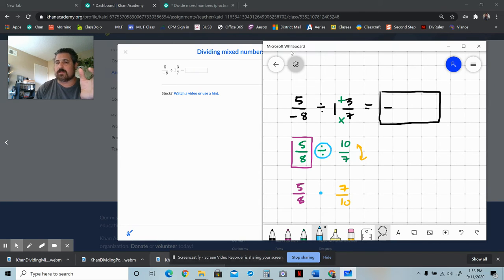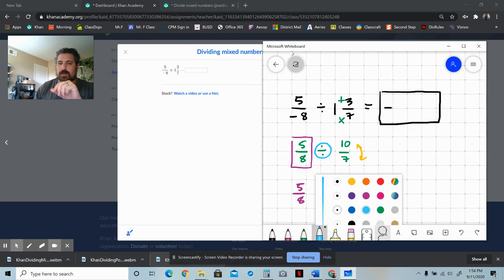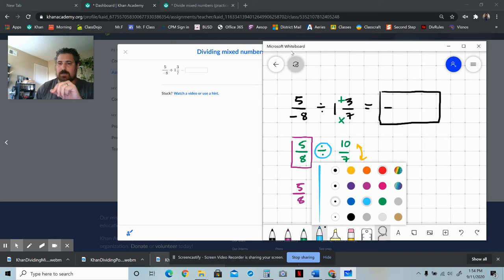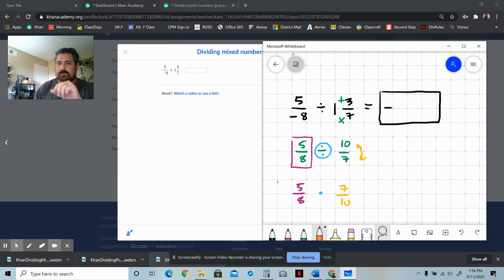Once we've done that, we can look to cancel across the multiplication anything that's a common factor on top and bottom. I'm noticing that when I look at this, I'm seeing that 5 and 10 have a common factor of 5. So 5 divided by 5 is 1, and 10 divided by 5 is 2. And then you're just going to multiply across the top, multiply across the bottom. 1 times 7 is 7, and 8 times 2 is 16.